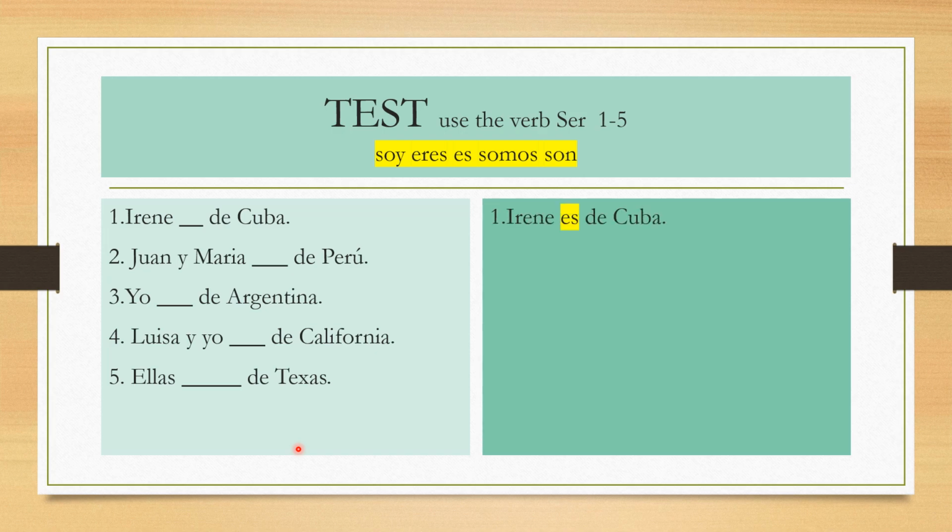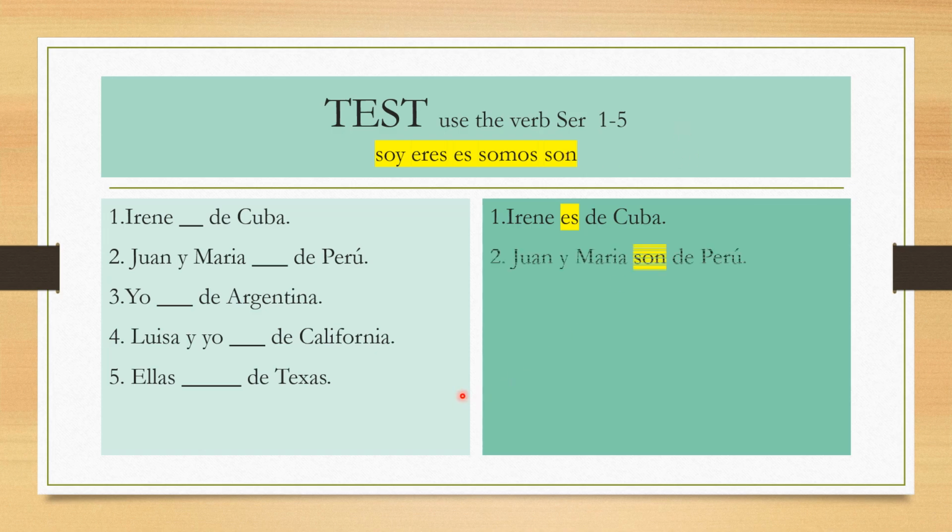Irene, one person. She, singular. Irene es de Cuba. She is. Remember the singular, like usted, él, and ella, right? So the singular is right here. This is usted, él, and ella. So let's remember: that's yo, tú, usted, él, ella, nosotros, we, and plural, ellos, they.